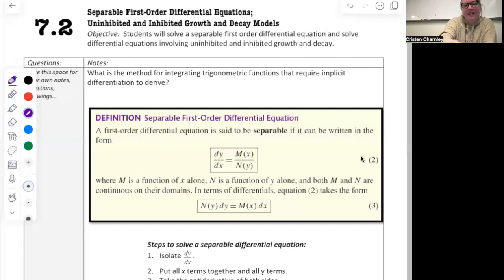So today is section 7.2, separable first order differential equations, uninhibited and inhibited growth and decay models. Students will solve a separable first order differential equation and solve differential equations involving uninhibited and inhibited growth and decay. We'll get more into the inhibited and uninhibited growth and decay in another section. So this is incorrect. Forgot to update my notes, so we don't need that.